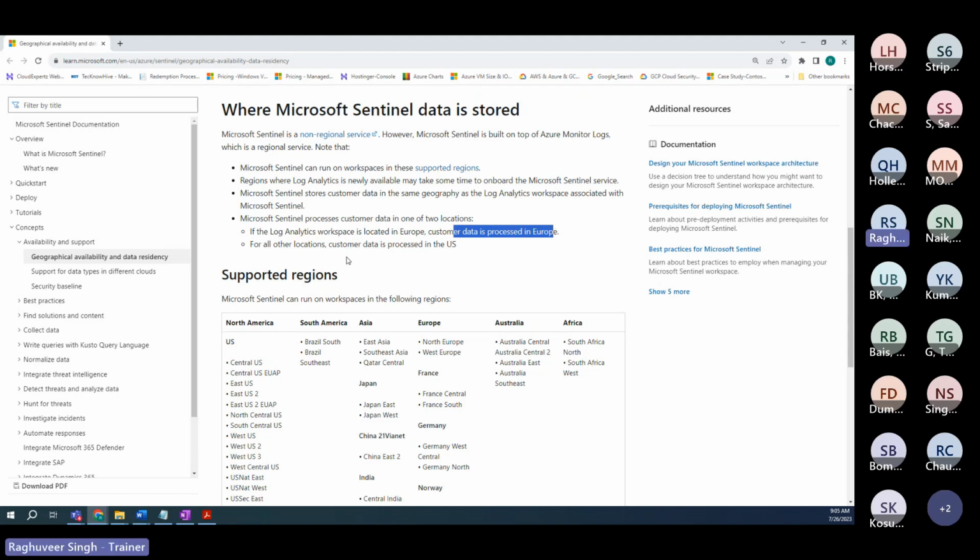But for all other locations, customers' data is processed in the US, which means that even if you have your workspace in India, Central India, the data will be processed in the US.